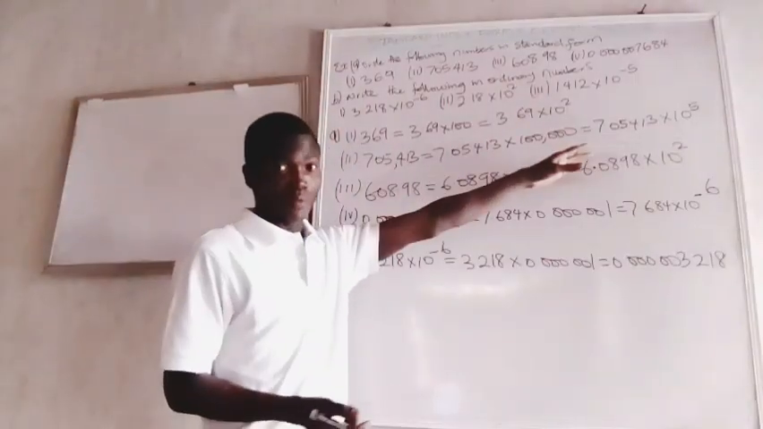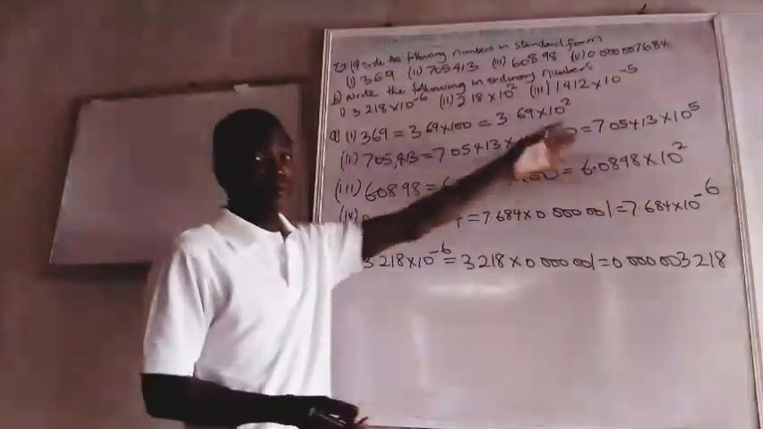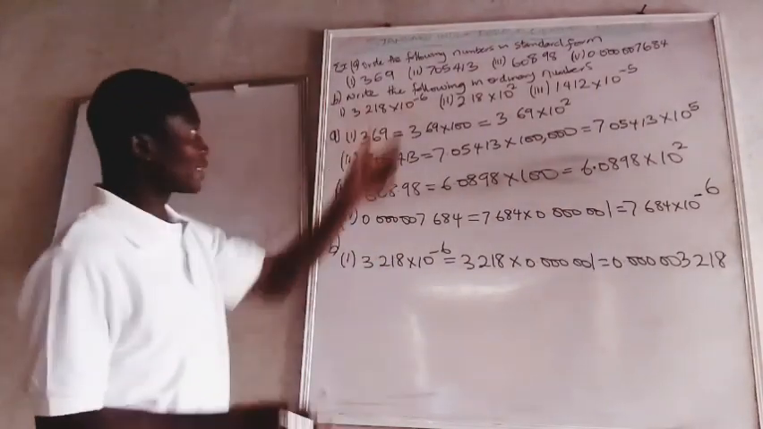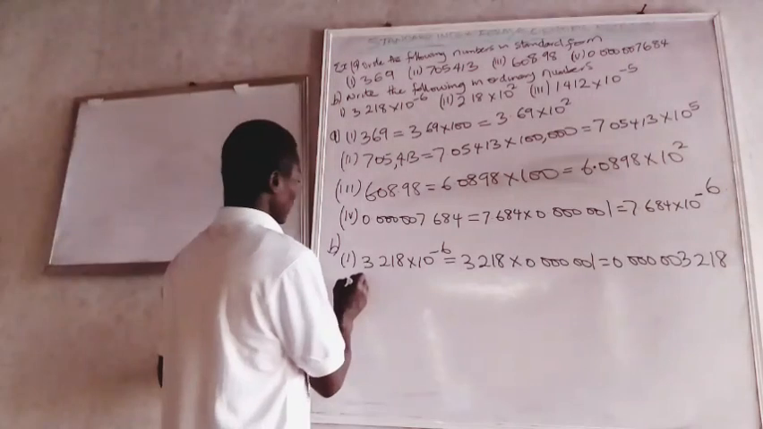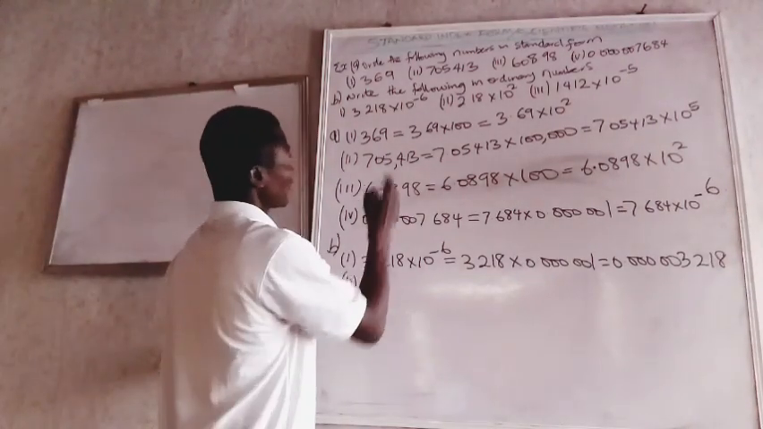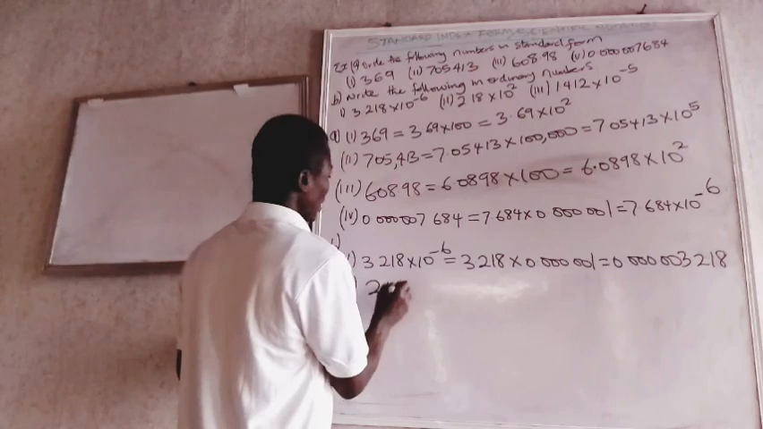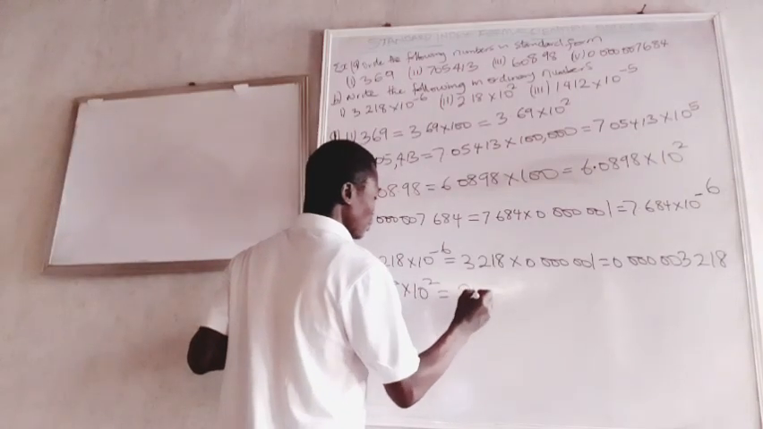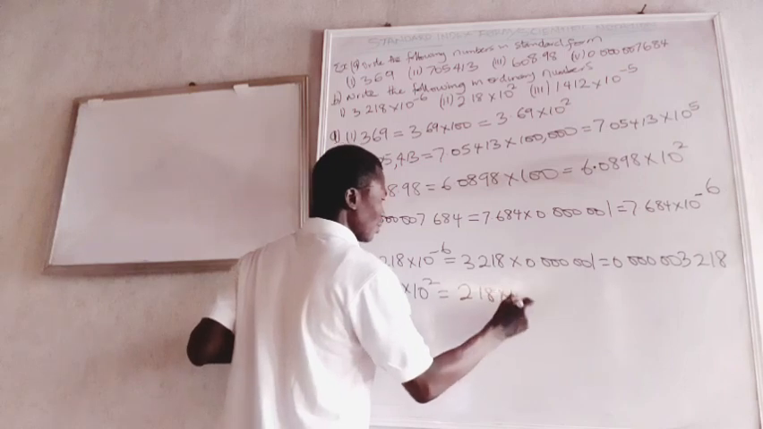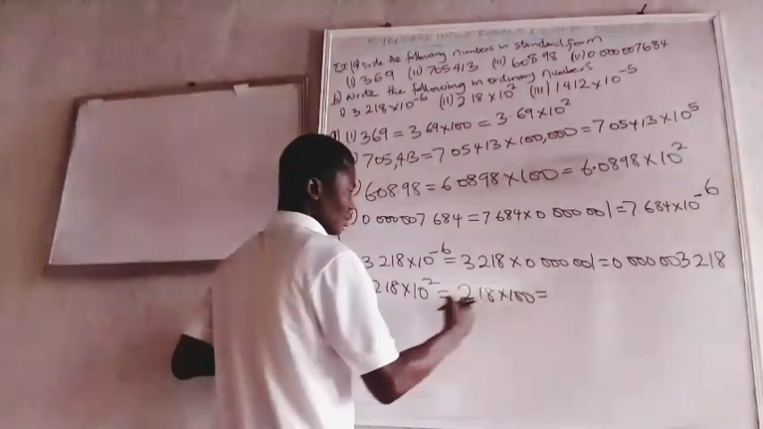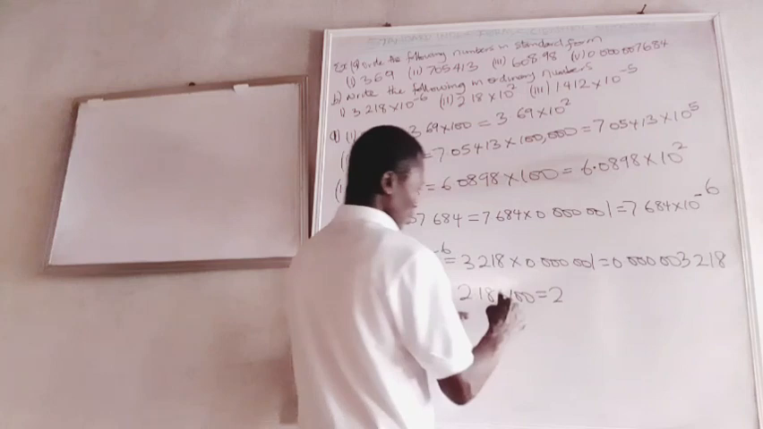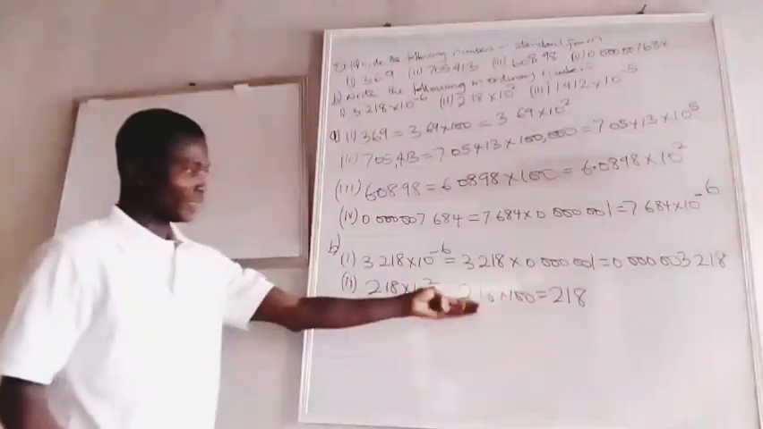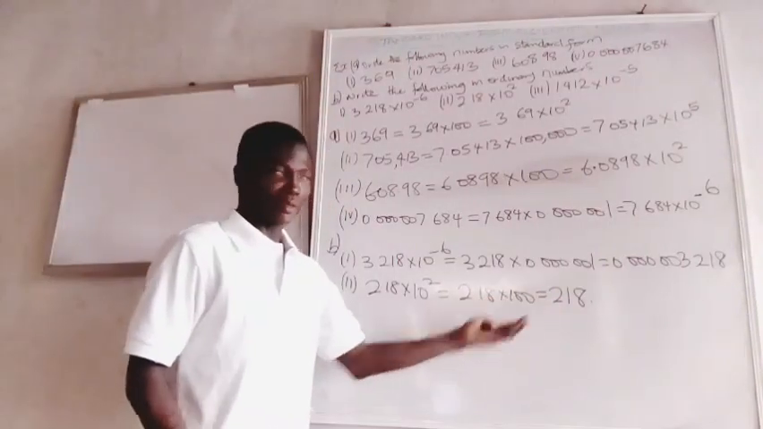Know how to convert to standard form, and from there you'll be able to convert back to the ordinary number. Let's go to the next one. You have 2.18 times 10 raised to the power 2. So it's going to be 2.18 times 100. So what does that give us? 218. Very straightforward.